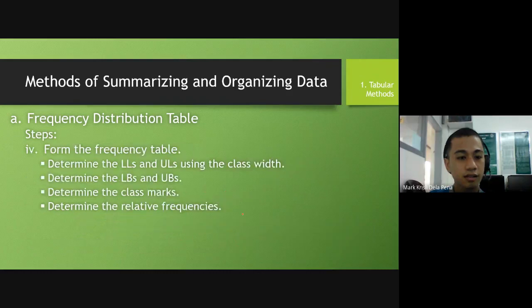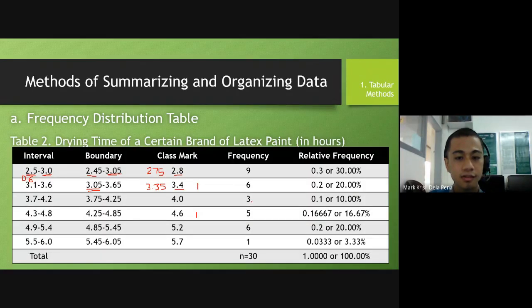That's in the second class interval. Now you just continue counting them or tallying them, and you will get these data. From 2.5 to 3.0, there are 9 data. For the interval 3.1 to 3.6, you have 6. Then 3, 5, 6, and 1. The sum of the frequencies again should be equal to the number of data. So if we add these frequencies, we will get 30.